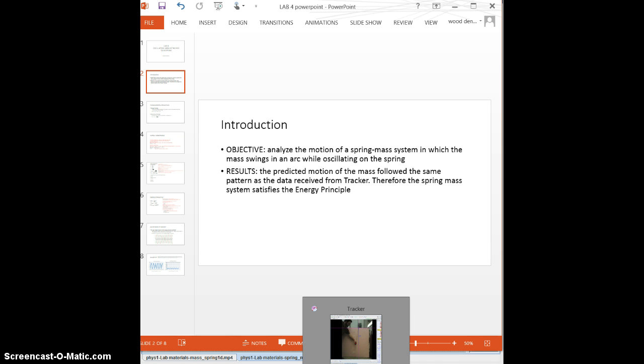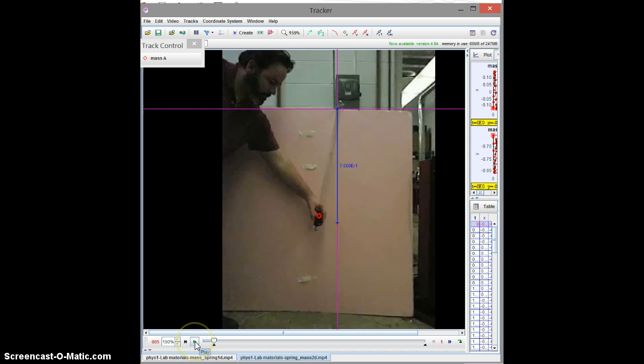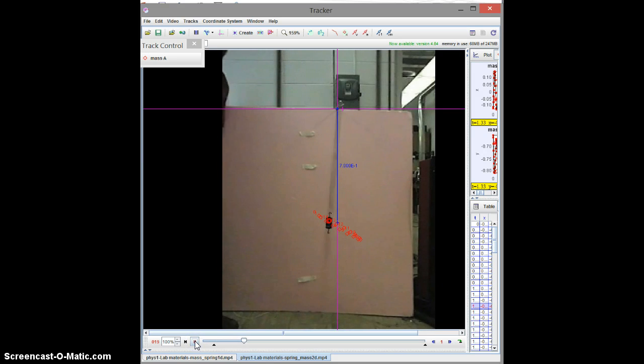The video that we analyzed in Tracker, which we can see here, begins with a point of release. So the point of release is above the fully stretched length of the spring, which is 0.7 meters. And if we play the video, so this is slide 5, and we are setting that as our t equals 0. So we can watch this video.